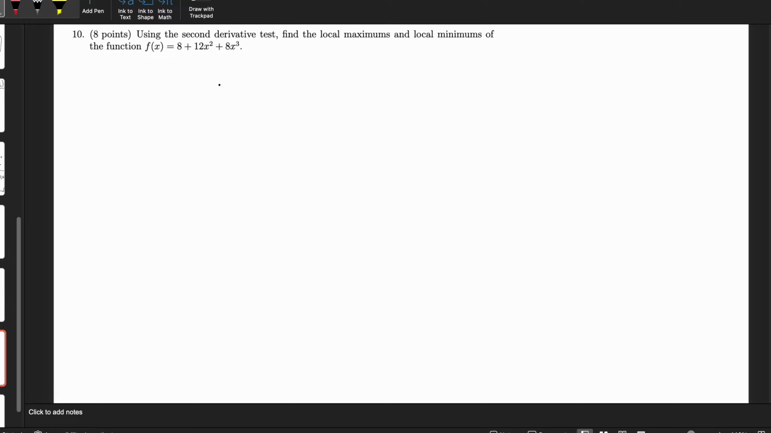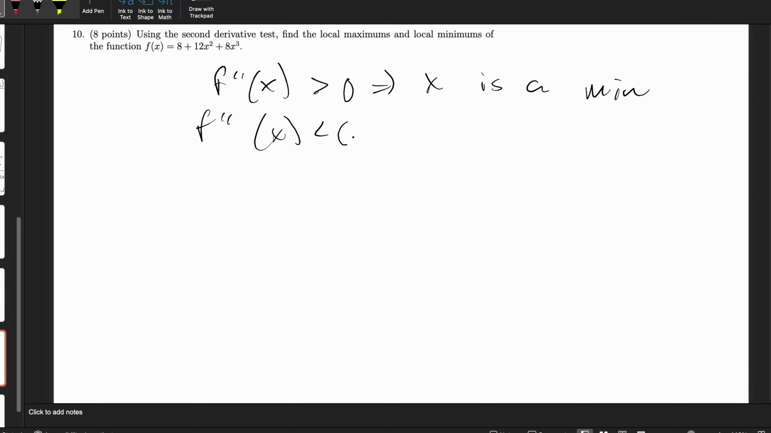Okay, fine. So let's recall the second derivative test. It says that if f double prime of x is positive, x is a min. Sorry, got that wrong earlier. And if f double prime of x is negative, x is a max. It's always the opposite of what you'd expect it to be.